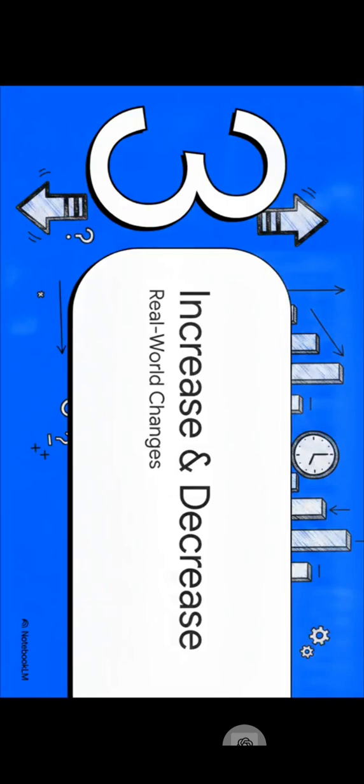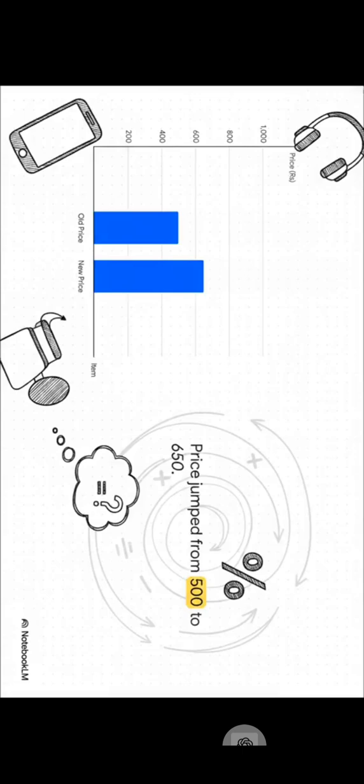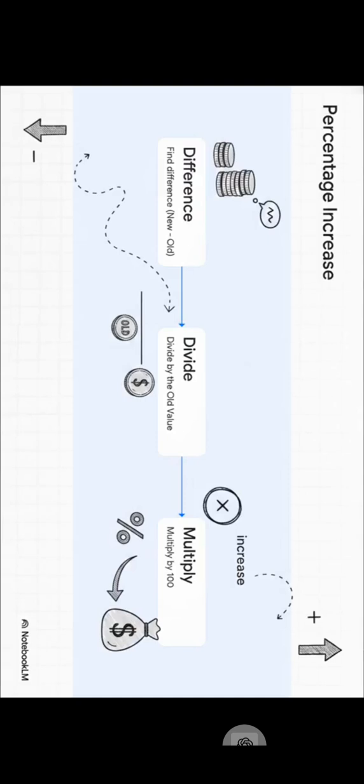Section 3, calculating increase and decrease. We're visualizing real-world changes here. So imagine you're walking into an electronics store. You see a gadget you really want, and last week it was sitting there at 500 rupees. You go back today, hoping to buy it, but no way. The price jumped up to 650 rupees. Of course, the question the exam is going to ask is what is the exact percentage increase of that price hike? And here is the foolproof way to calculate that.